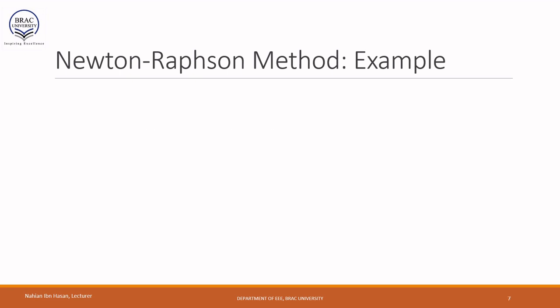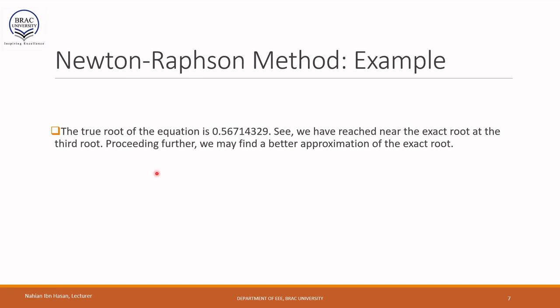So if we want to find out a better approximation of the true result, we need to use further iterations, and we will see the true root of the equation is 0.5671429. So at the third iteration, we already got a result which is very close to this true result. Okay, so Newton-Raphson method is faster than the simple iterative method and any other methods that we have so far calculated. So Newton-Raphson method is going to be our first choice among the methods that we have covered so far.